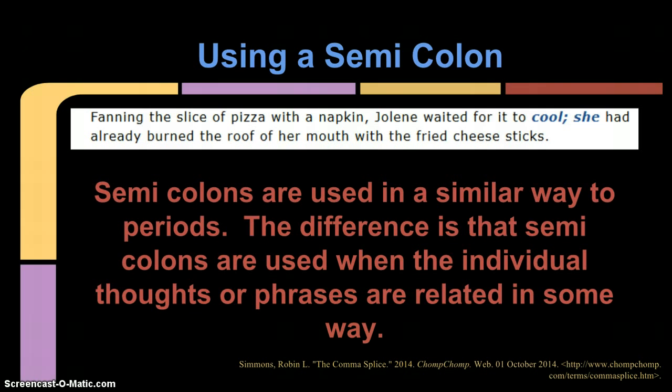Using a semicolon. Semicolons are used in a similar way to periods. The difference is that semicolons can be used when the individual thoughts or phrases are related in some way. Periods indicate a separate thought. Our sentence reads, Fanning the slice of pizza with a napkin, Jolene waited for it to cool; she had already burned the roof of her mouth with the fried cheese sticks. This does not sound much different than using a period. This is because of the similarities between semicolons and periods.